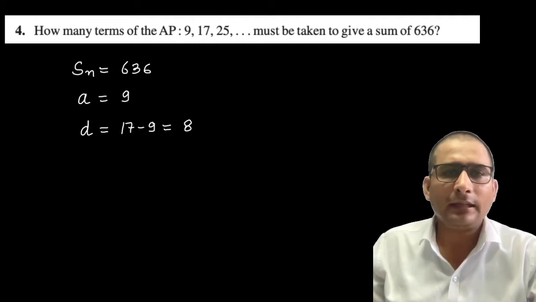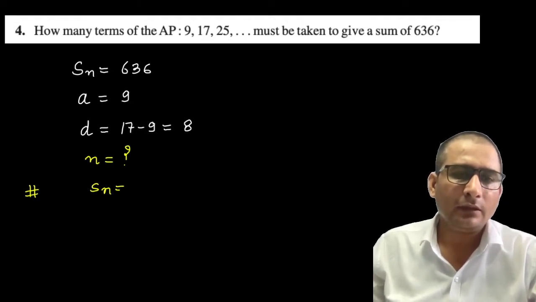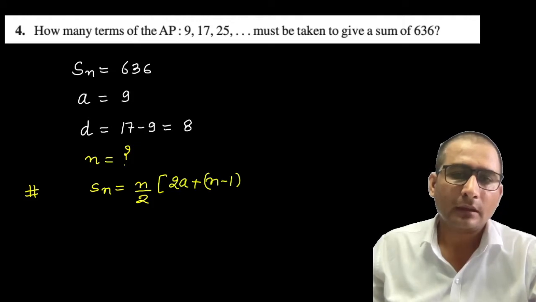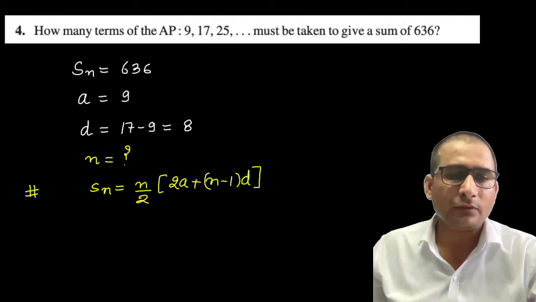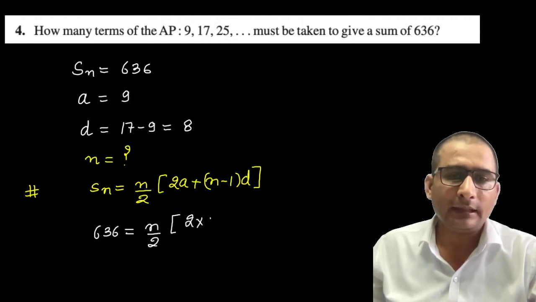So अब हमें find करना है यहाँ पे n, we have to find the number of terms. So now we need to apply the formula for Sn. We know that Sn is equal to n by 2 [2a plus (n minus 1) into d]. If you put all the given values in this formula, then we get the answer. So Sn is given 636. n हमें find out करना है. 2a is given 9 into 2, n हमें find out करना है and d value is 8.